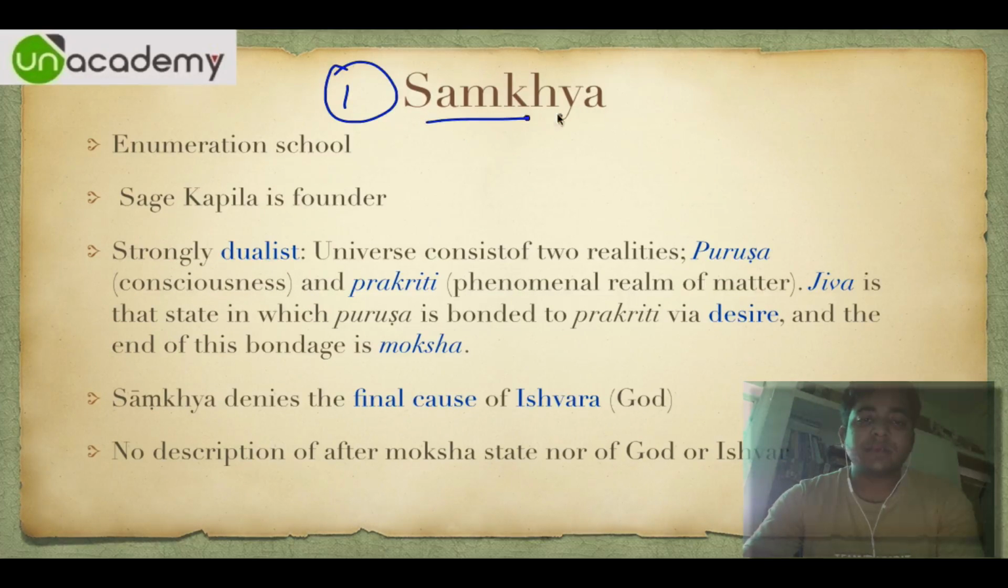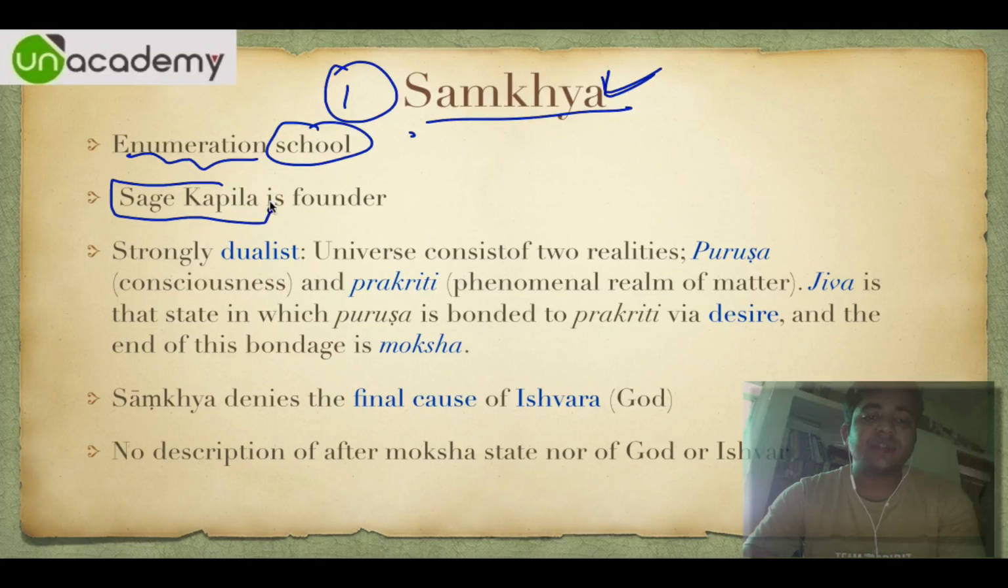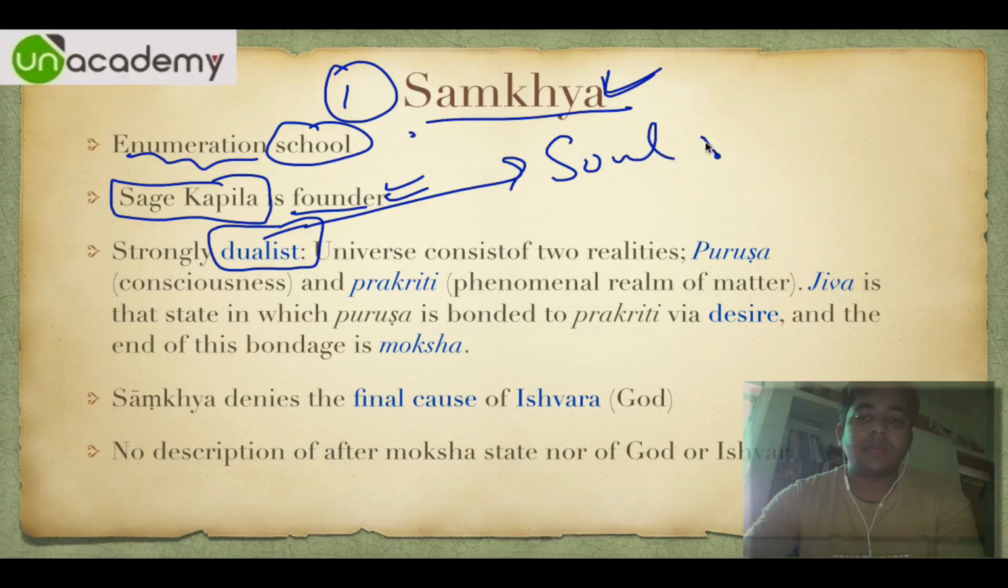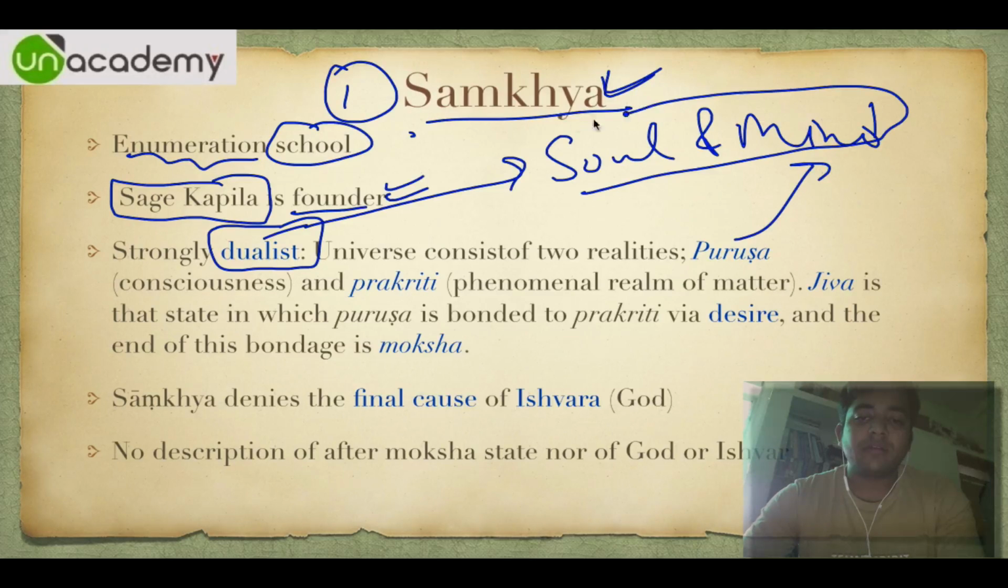First school is Samkhya or Sankhya, whatever you call it. Those of you who know Hindi, it means enumeration school. It was founded by sage Kapila and it is strongly dualist. You all know dualism, that is soul and mind. Here mind is Prakriti, soul and mind on one hand and the reality on the other hand.